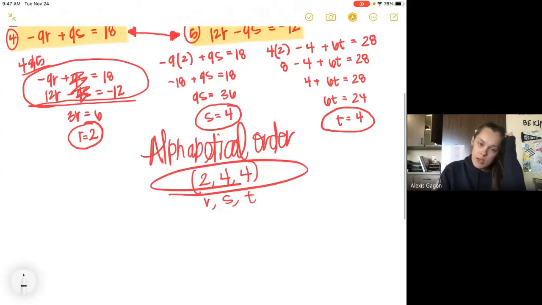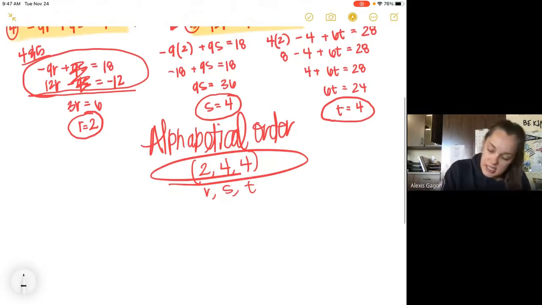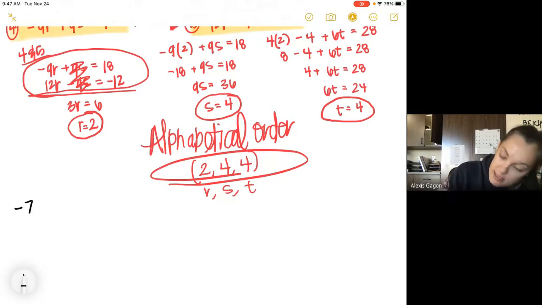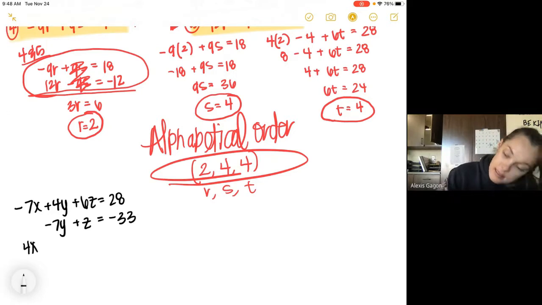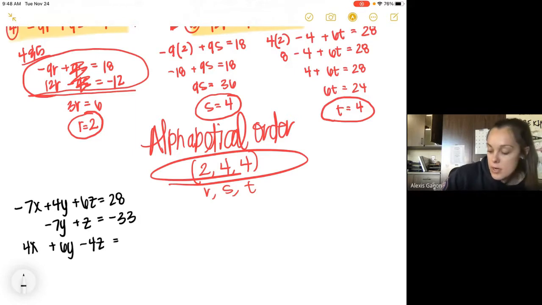So let's do one that's kind of funky, I guess. So we have negative 7x plus 4y plus 6z equals 28. And we have negative 7y plus z equals negative 33. We have 4x plus 6y minus 4z, and that equals 20.